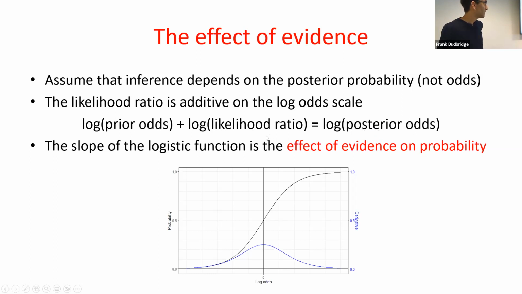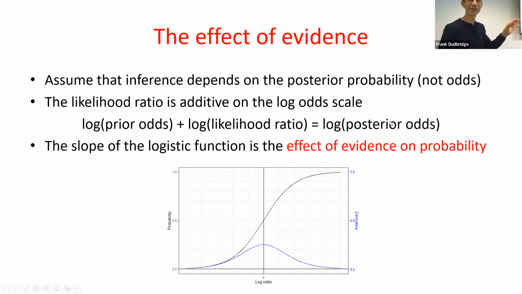Okay. Then I say that we can model this with a logistic function mathematically, and the slope of that function is what I call the effect of evidence on probability. Okay, now you can think of this like logistic regression. When you do a logistic regression, this here is your outcome. This is your log p over 1 minus p, which you might have done.